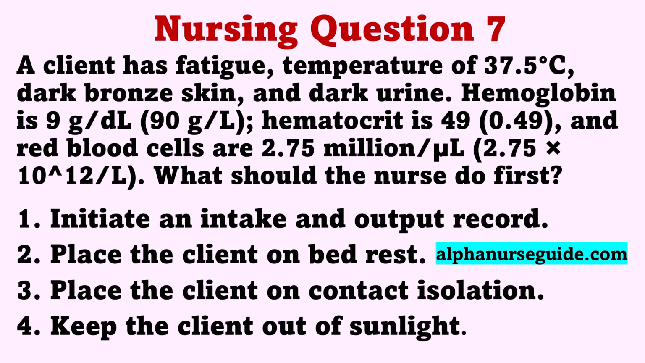The correct answer is 1. Initiate an intake and output record. The nurse should prepare to start an intake and output record because the client is exhibiting clinical manifestations of anemia with jaundice and is demonstrating a fluid imbalance.